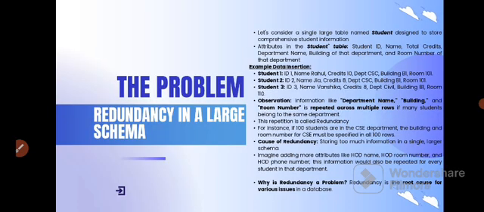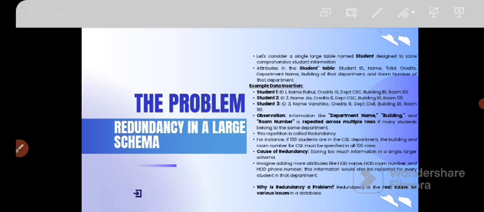Let's consider a single large table named student, which is used to store information about the students in a comprehensive manner. A student table contains the attributes student ID, name, total credits, department name, building of the department, and room number of the department. Think we are adding information to the table like ID number 1, name Rahul, credit 10, department CSC, building number B1, room number 101, and so on.